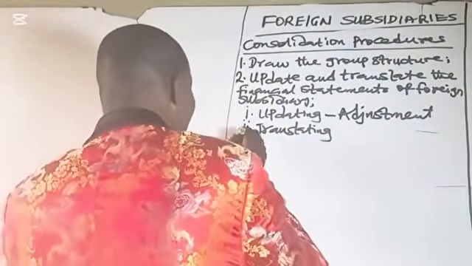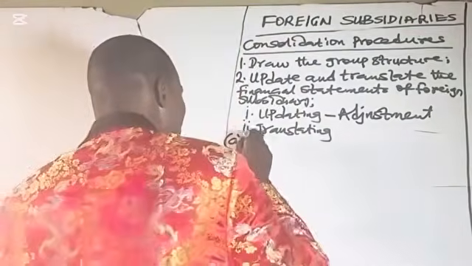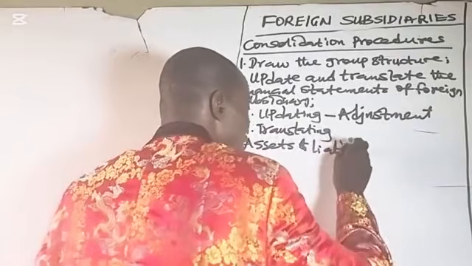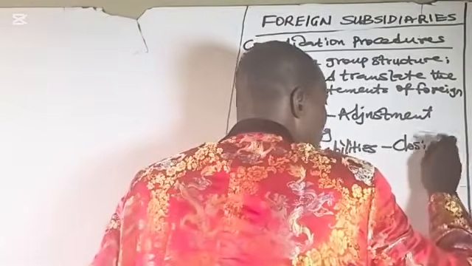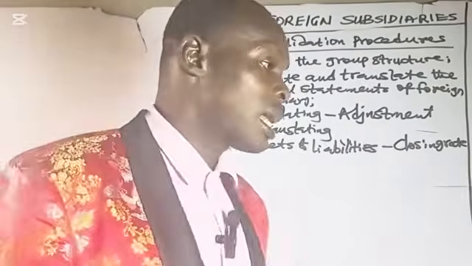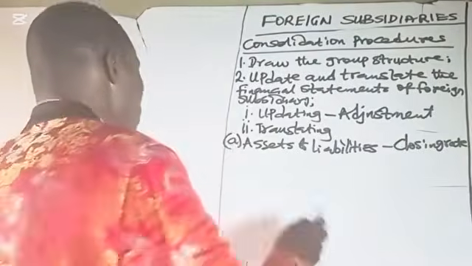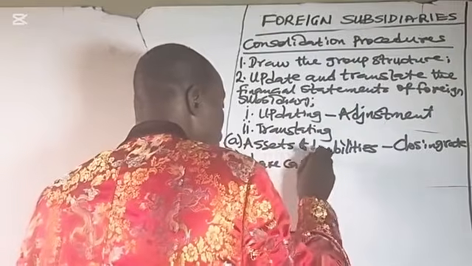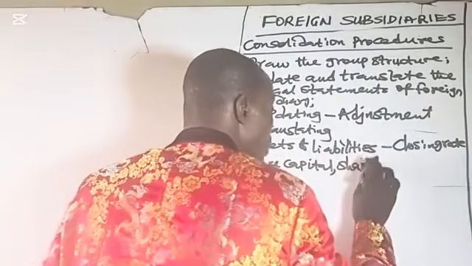Now, when you are translating, I want you to note the following: assets and liabilities. You translate them at the closing rate. Translate assets and liabilities at the closing exchange rate. Take note of that. Two: share capital of the subsidiary. Share premium.